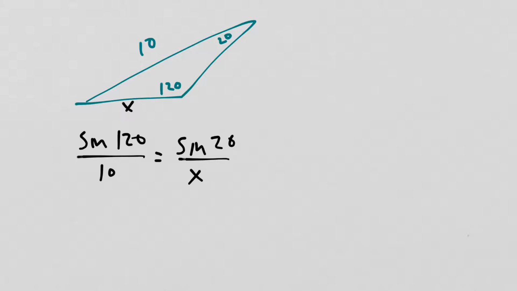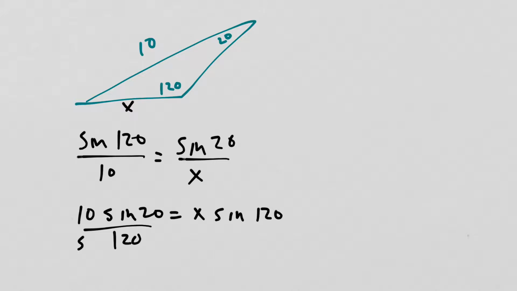So we cross multiply and we can solve. And we get 10 sine of 20 is equal to x sine of 120. So now we're going to divide the 120 out so that we can get our side x.